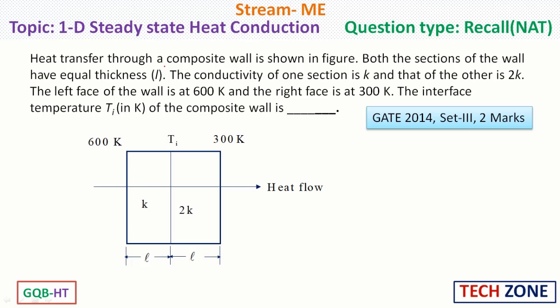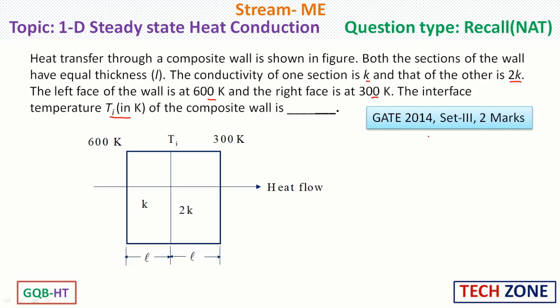Here is the question. Heat transfer through a composite wall is shown in the figure. Both the sections of the wall have equal thickness L. The conductivity of one section is K and that of the other is 2K. The left face of the wall is at 600 Kelvin and the right face is at 300 Kelvin. The interface temperature Ti of the composite wall is.